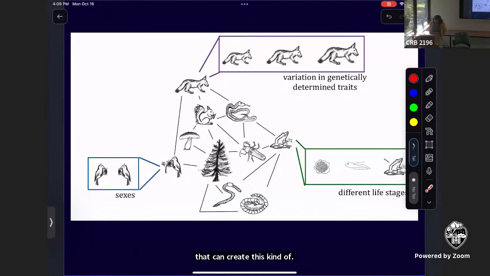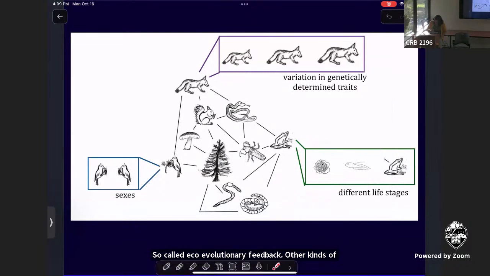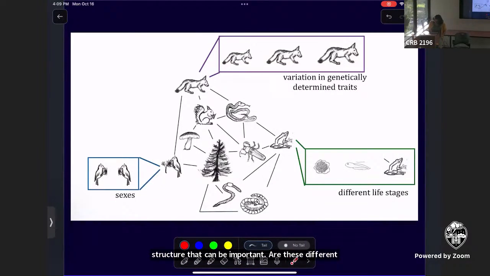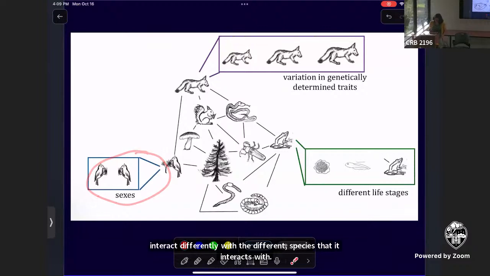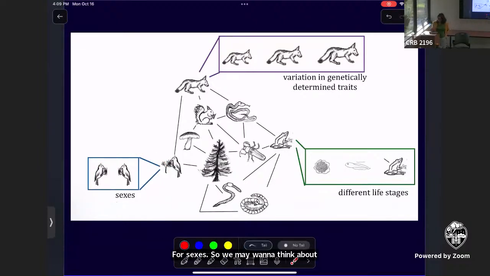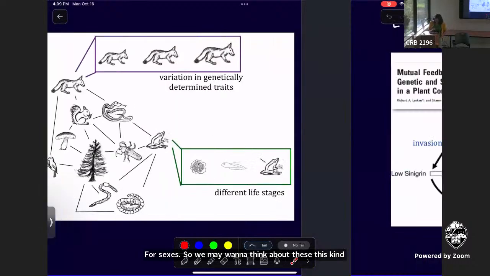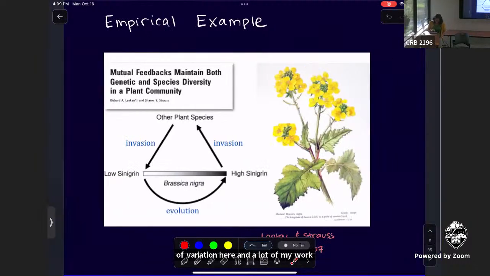Other kinds of structure that can be important are different life stages, which interact differently with the different species that they interact with, or sexes. So we may want to think about this kind of variation here. And a lot of my work is aimed at understanding that.